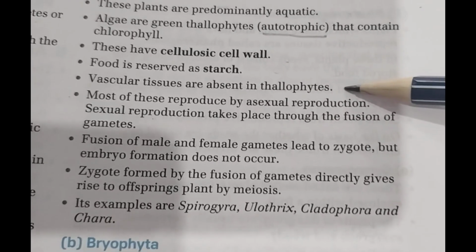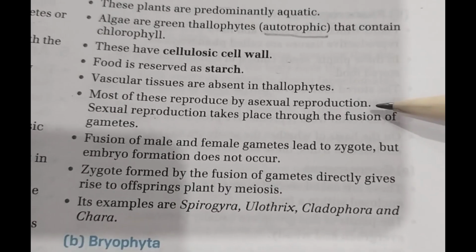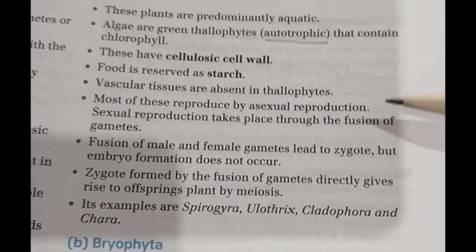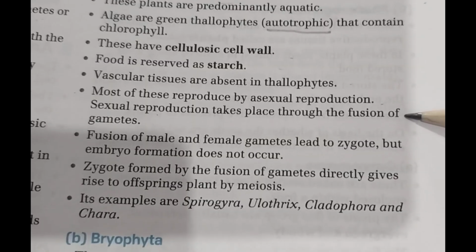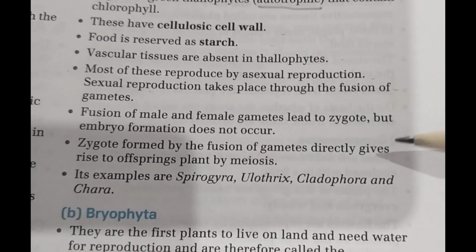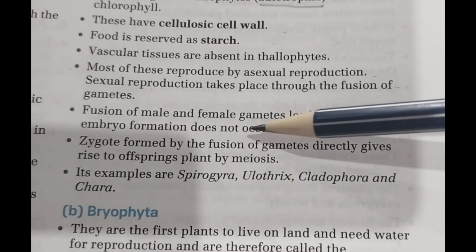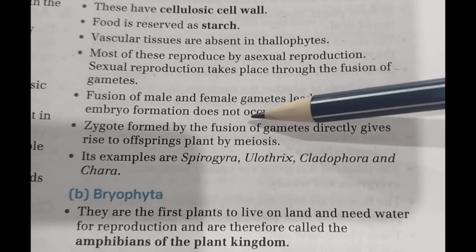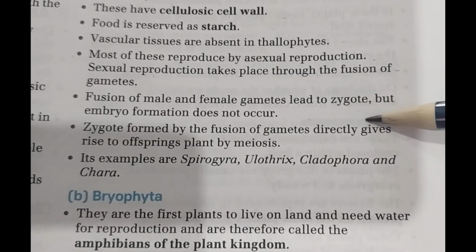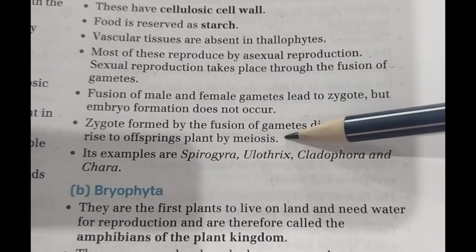Vascular tissues are absent in thallophytes. Most of these reproduce by asexual reproduction. Sexual reproduction takes place through the fusion of gametes. Fusion of male and female gametes leads to zygote, but embryo formation does not occur. The zygote formed by the fusion of gametes directly gives rise to offspring plants by meiosis.